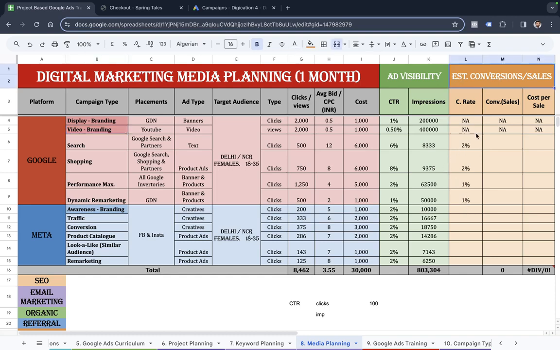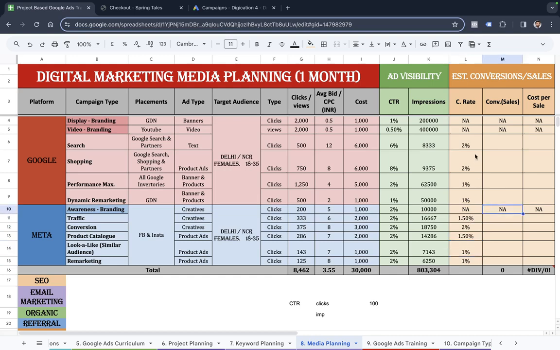For Meta, we are going to go with NA for the awareness campaign. For traffic, the conversion rate stays around 1.5%. For the conversion campaign, this could go somewhere around 2%. For product catalog, it stays around 1.5%. And for lookalike and remarketing, it stays around 1% each.